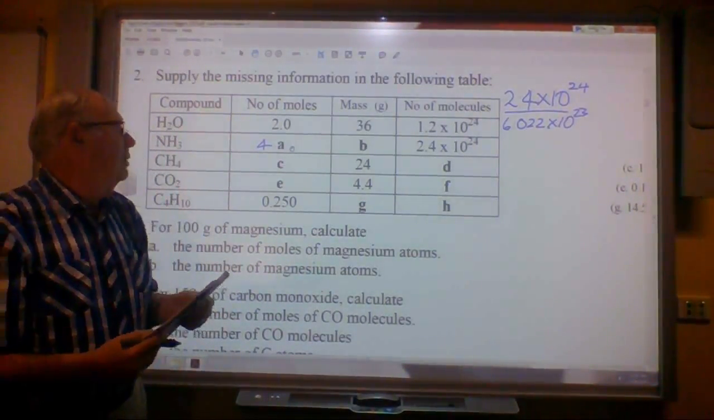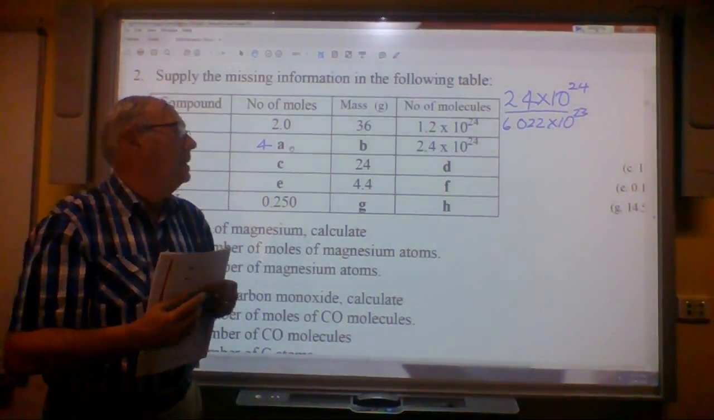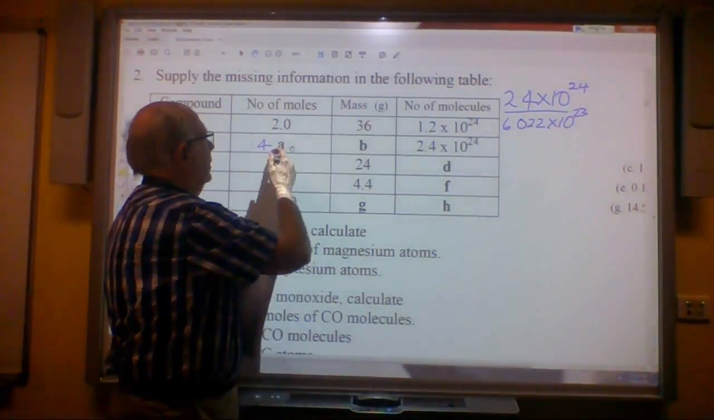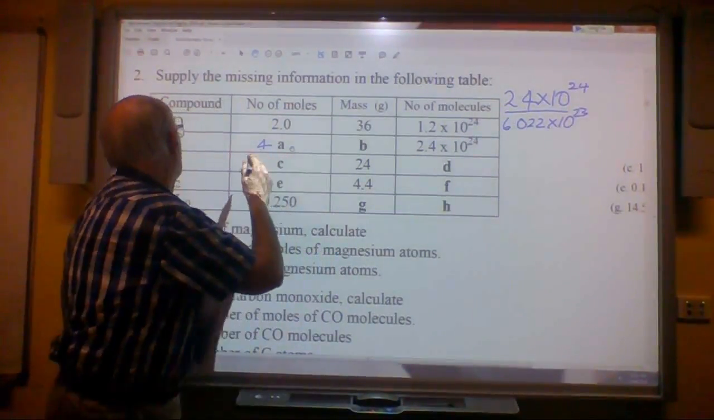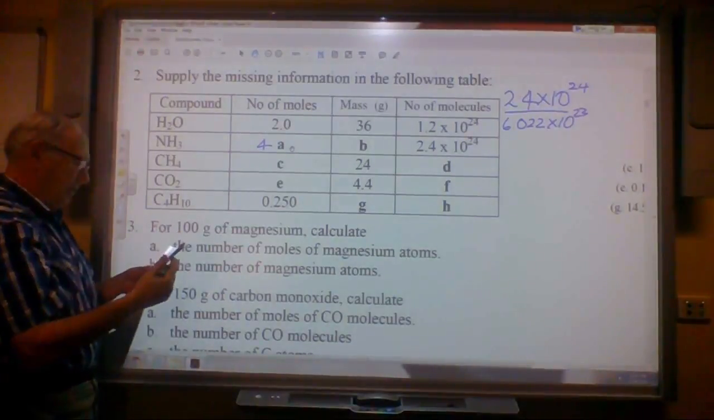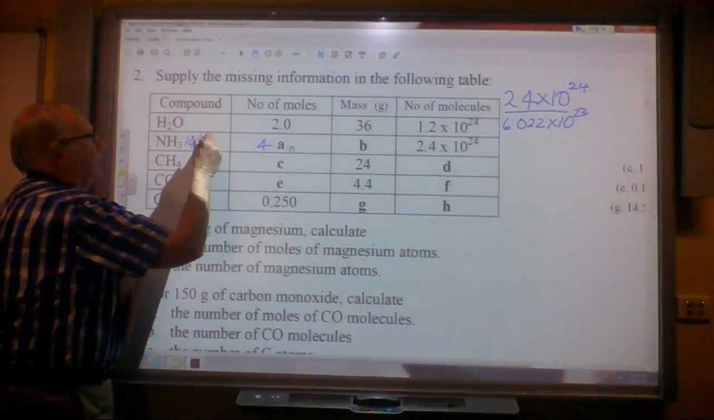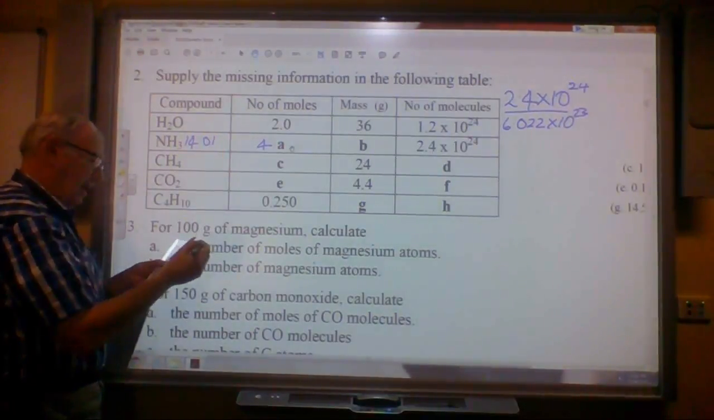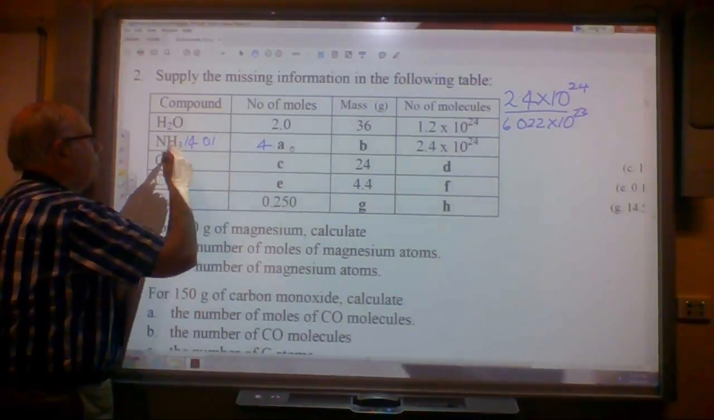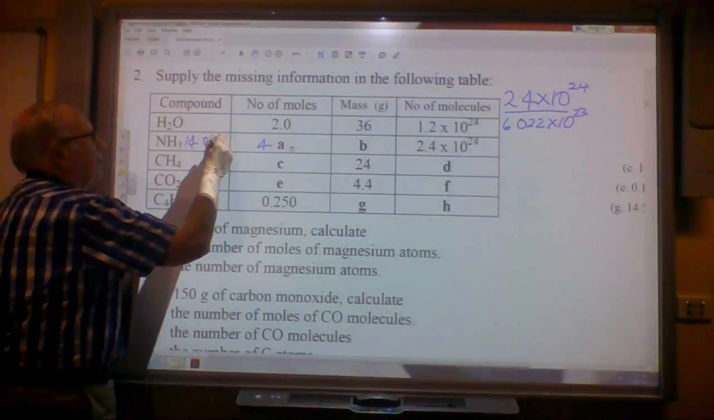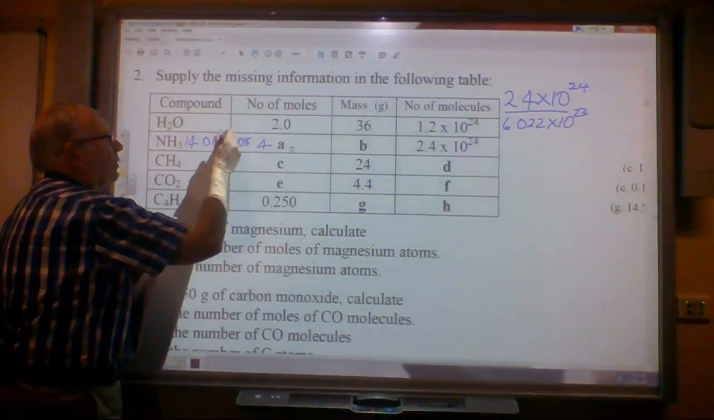Part B then, once we know the number of moles, well then of course we can work out the mass. So we need to get the molar mass, and that would be the mass of the nitrogen here. Well, nitrogen has got a mass of 14.1, and hydrogen has got 1.008, and we've got 3 of those.